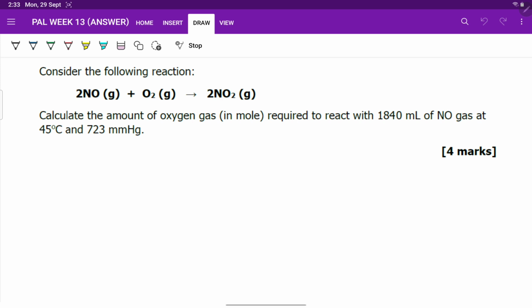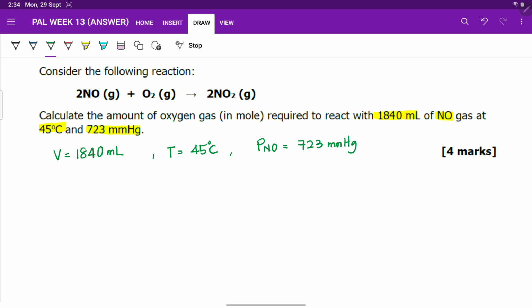Now, let's check out the information that we have from this question. First, we are given 1840, which is our volume. So, volume equals 1840 ml. Then the temperature of the gas is also given, which is 45 degrees Celsius. Then we are given the pressure, which is the pressure of NO gas, equal to 723 mm mercury.